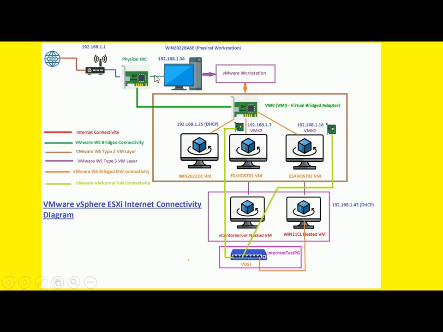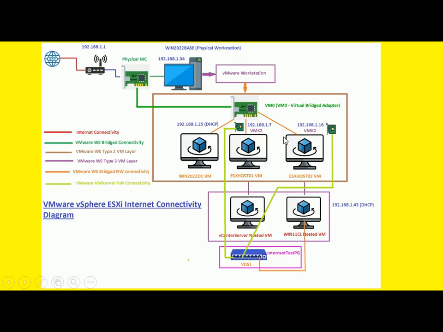Next part: on this physical machine, I have installed a base OS, Windows 2022 Server. On top of that, I have installed VMware Workstation. VMware Workstation is an application-based virtualization software, as we all know. Through VMware Workstation, I have created three different VMs: Windows 2022 DC, ESX01 and ESX02. All those are VMs. A main difference here is that these are type 2 VMs.